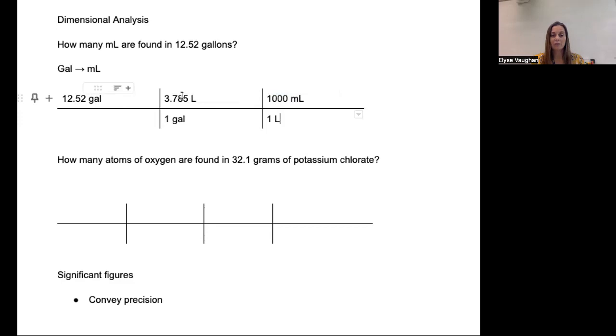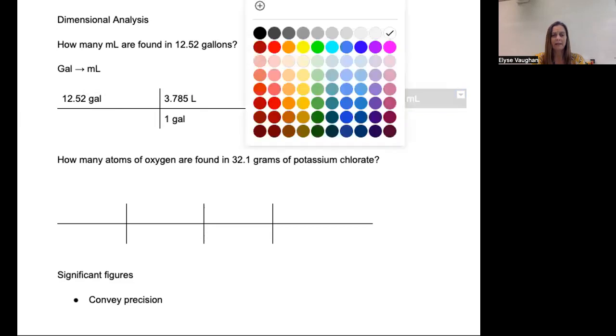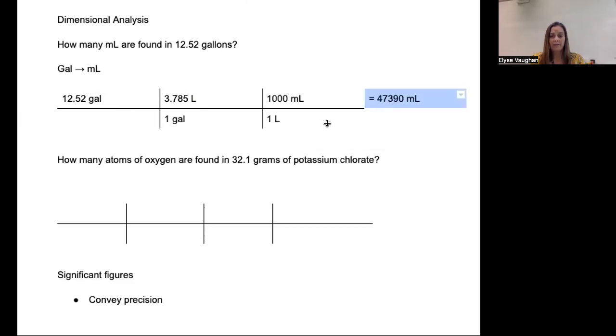I just have to multiply the numbers on the top and divide by the numbers on the bottom. And when I do that, I get 47,390 milliliters. Now, when you put that into your calculator, the number that your calculator gives you is not 47,390 milliliters, but this number only has 4 significant figures, 12.52. And so my answer can only have 4 significant figures.